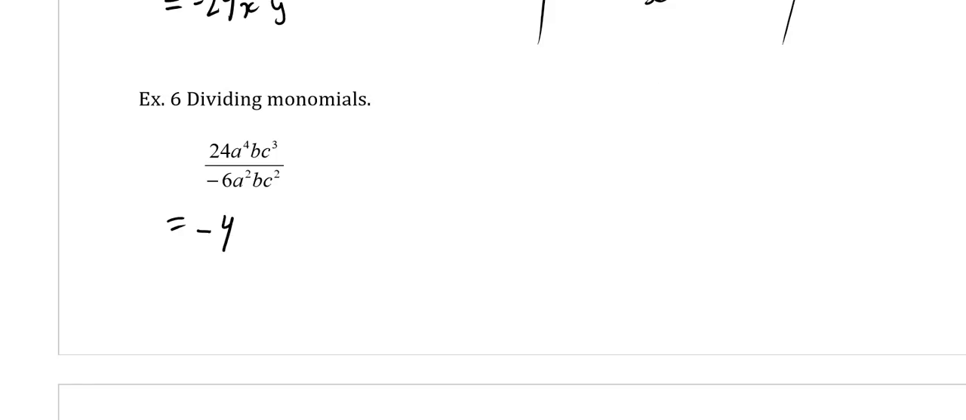So here's a quick example. A times a times a times a, that's a to the 4 on top, and a times a, that's a squared on the bottom, and each of these would divide to 1, and I'm left with 2 a's, so a squared on top. So this works out to a squared. B divided by b is 1, so we don't write it. It's not b to the 1, it's 1, so we don't write it, because anything times 1 just doesn't change. And c cubed divided by c squared is c.